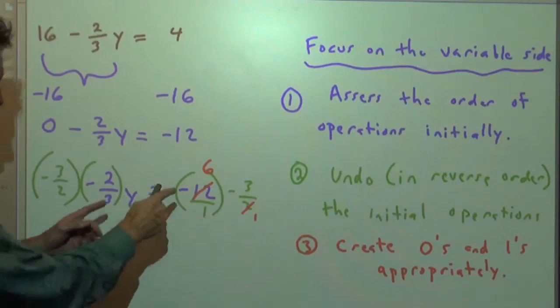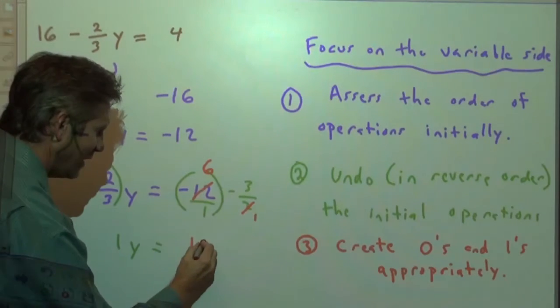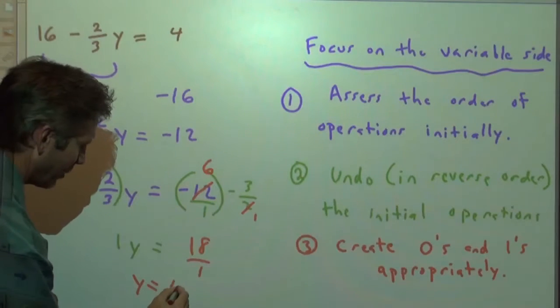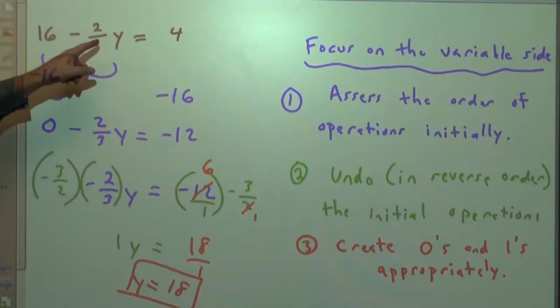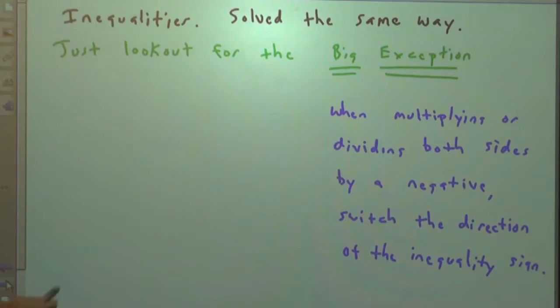So our final answer, again, negative times negative is positive. So 6 times 3 is 18 divided by 1. So our final answer, y is equal to 18. Check your answer. With a tricky problem like this, make sure that 18 works, and it does if you went back and checked it out.